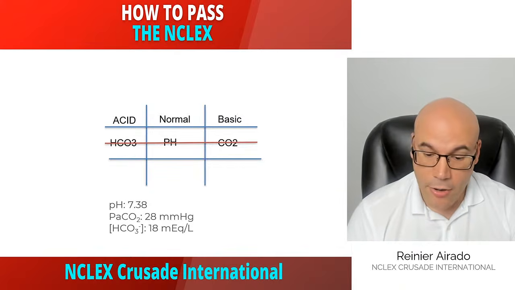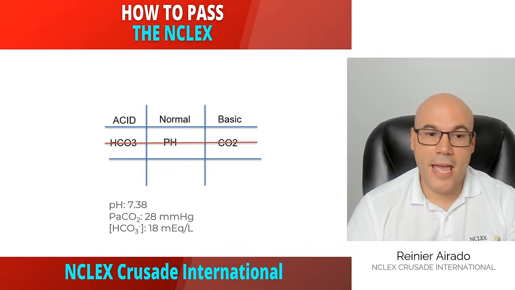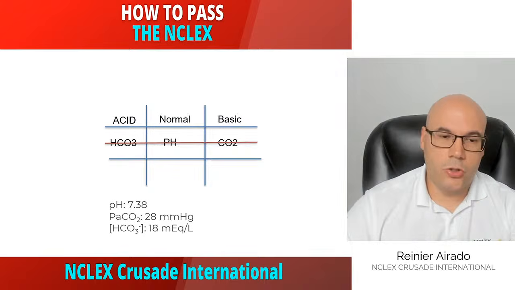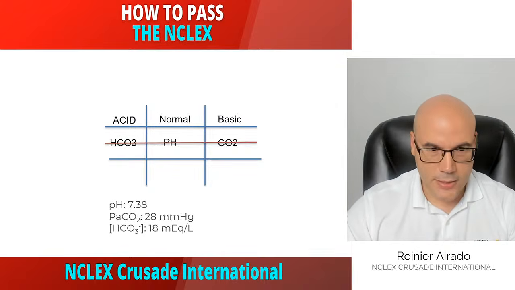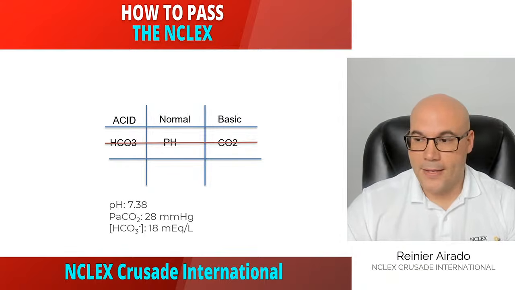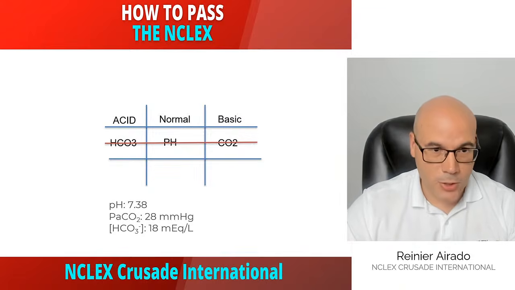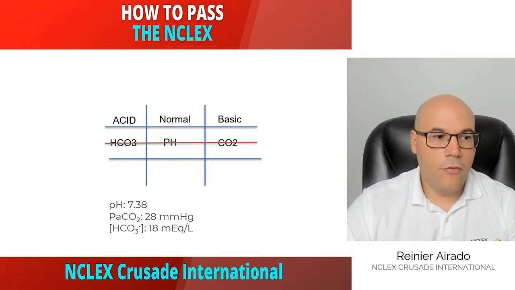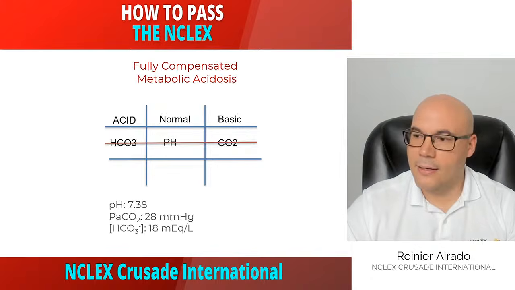But in this scenario, the pH is closer towards acidosis. So what do we have? The pH is closer to acidosis and bicarbonate is on acidosis. We call this fully compensated metabolic acidosis.